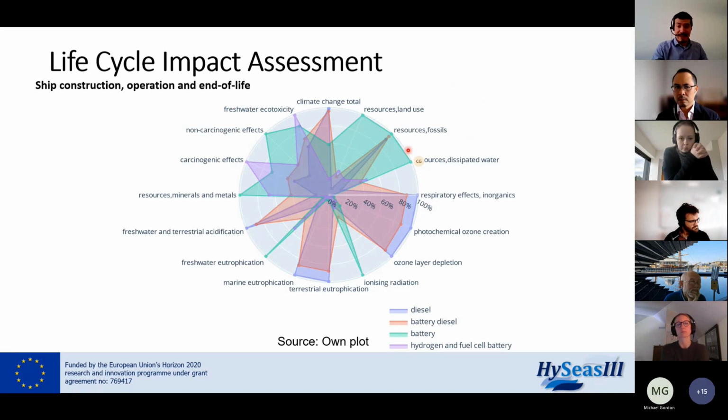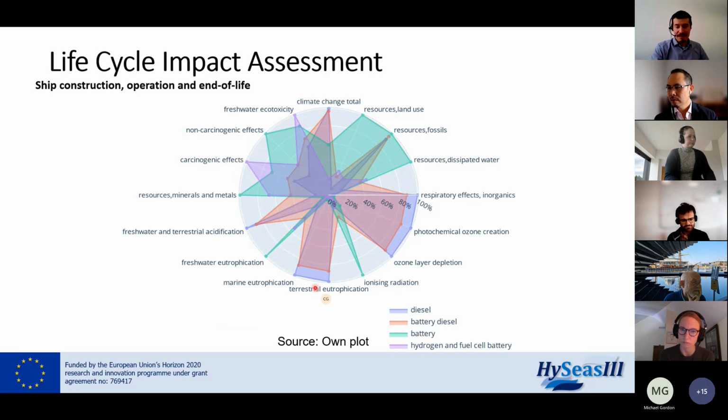As Ed and myself mentioned before, climate change is not the only impact category. Here you can have a 360 view of several categories. You can see, in purple, our alternative in HySeas. You can see the climate change reduction here. There are some increases in other impact categories, and that's what you see here, these spikes.